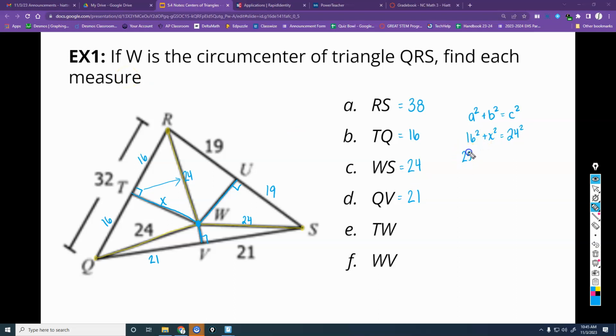16 squared is 256. I think 24 squared is 576. Is that right? You will need to subtract your 256. So x squared is going to be like 320. Okay, what's the last thing you need to do here? Square root. And what do we get for square root of 320? Because I definitely can't do that in my head. It's going to be a decimal. 8, 8, 8, 5, 4. So that, if we round it to 3 decimal places, 17.889.